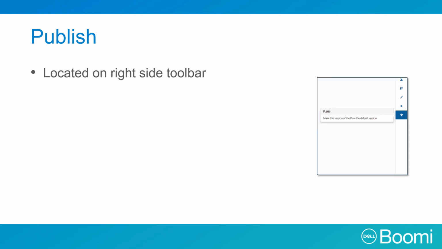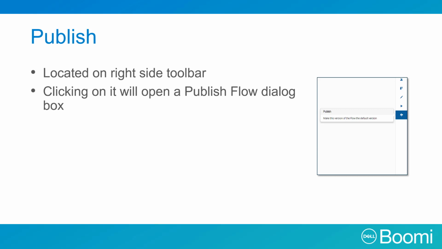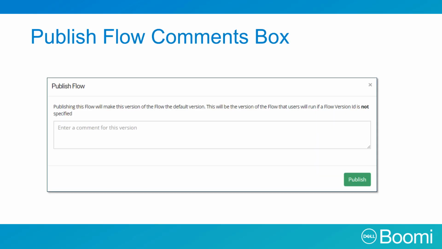The Publish icon is located on the right-hand side of the screen next to the Flow build canvas. Clicking on the Publish icon will open the Publish Flow window. Here you can enter comments or notes to be used as reference to versions of your flow. This is an image of the Publish Flow window or dialog box.